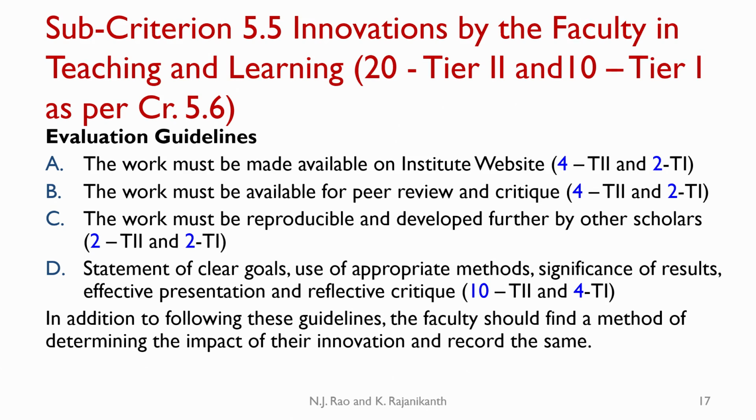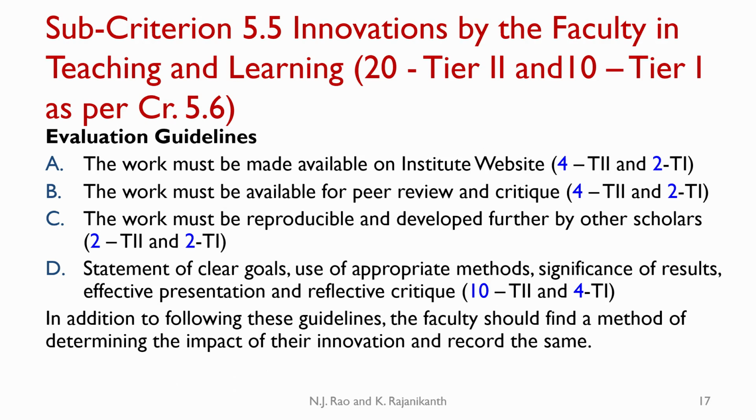The work must be reproducible and developed further by other scholars. That is, one cannot put a combination of circumstances that are not reproducible. It should be something that can be reproduced by others, and others can take on from there. So if it is reproducible, then you get 2 marks for tier 2 and 2 marks for tier 1.